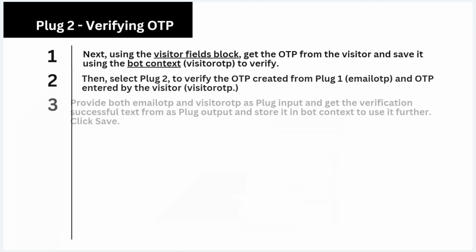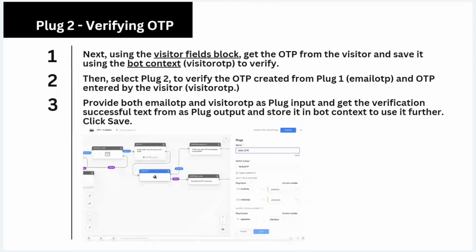Then we add the visitor fields to get the OTP from the user as well. After that, we add another plugin, the second one, which is the verification of the OTP. In the plugin inputs, we add the email OTP, which is the generated OTP from our plugin, and the second one is the visitor OTP, which we get from the visitor through visitor fields. And the OTP status as the output parameter.